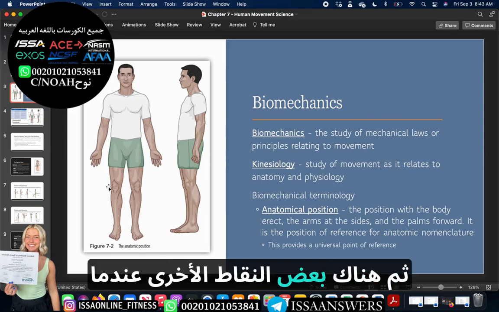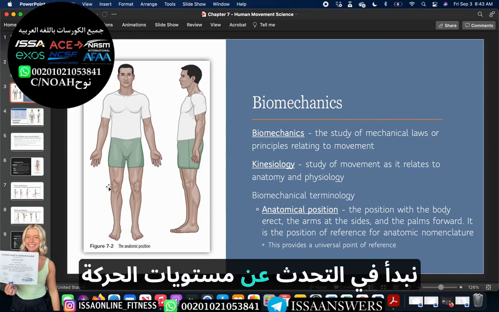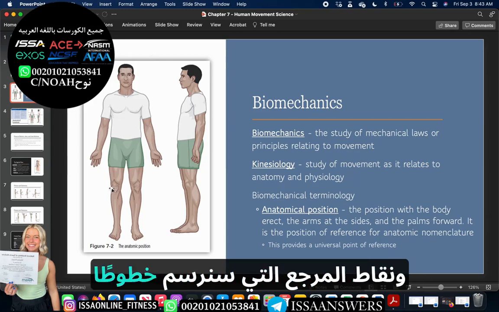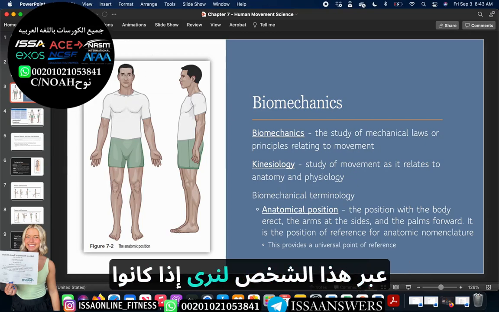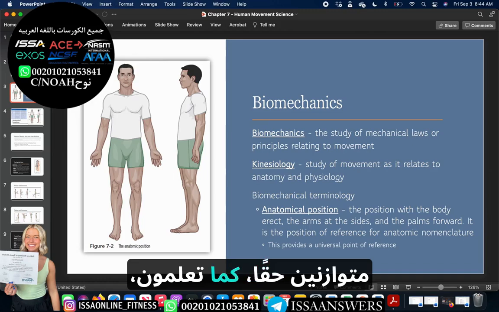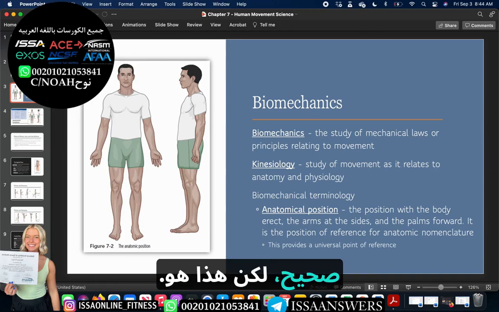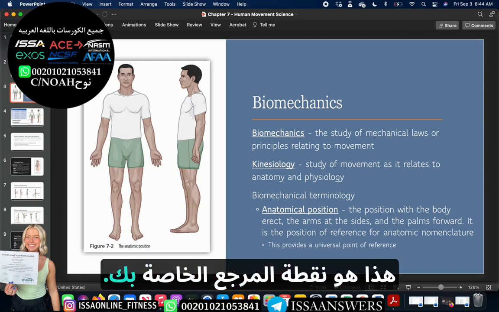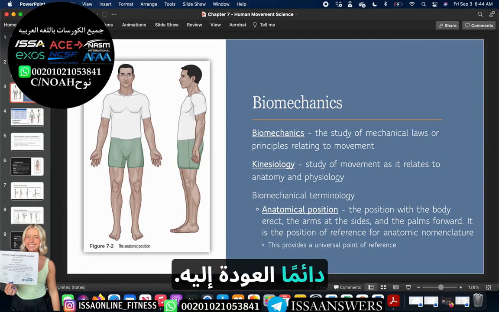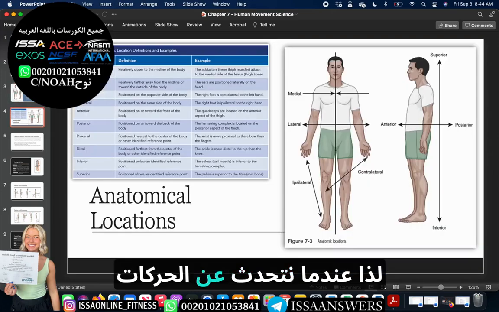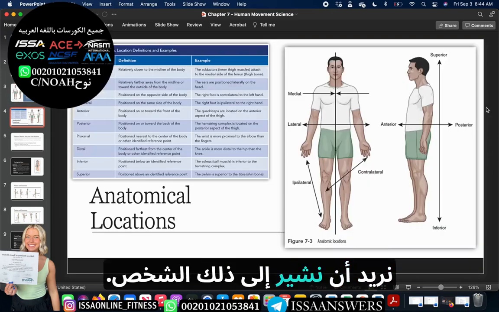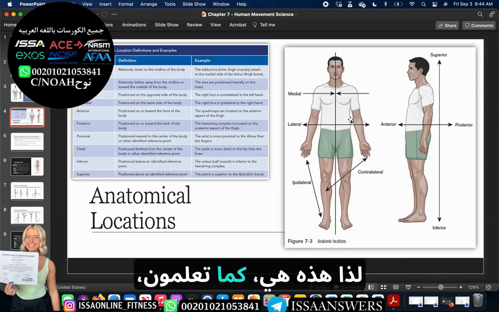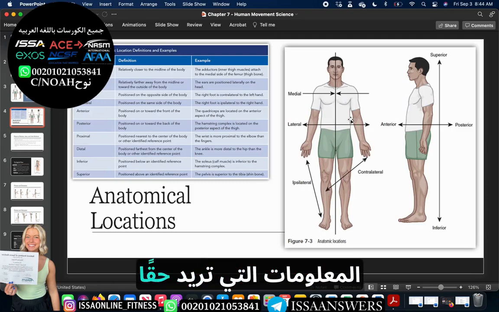There are some other points when we start talking about planes of motion and reference points, where we would draw lines through this person to see if they are truly balanced and symmetrical. But when we talk about anatomical position, this is your reference point, your landmark that we always want to come back to. When we talk about movements or locations, we want to refer to that person. This is information you really want to pay attention to.